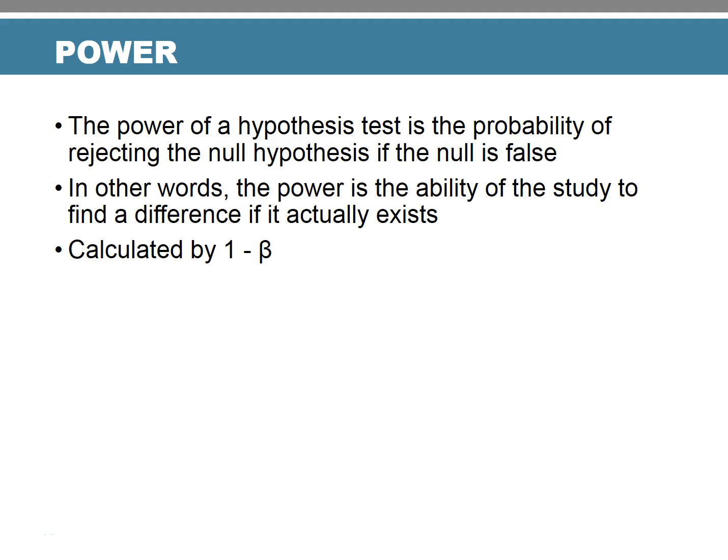A concept that's related to type 1 and type 2 errors is the concept of power. Now, power in statistics is the probability of rejecting a null hypothesis if the null is false. So another way to say that is that power is the ability of the study to find a difference if the difference actually exists. It's calculated by taking 1 minus beta. And remember that beta is the probability of committing a type 2 error.